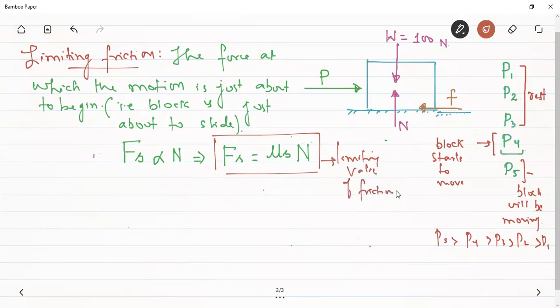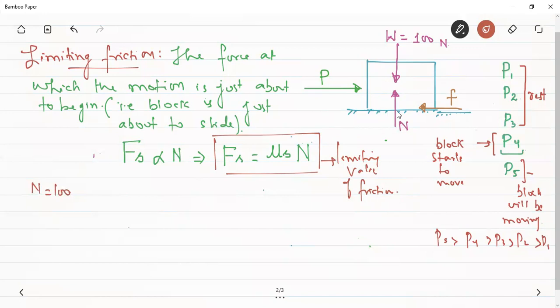Limiting value of the friction, that is, if our applied force is of this value, the block will be just about to slide. So what happens here is, if I apply this equation to the block, we can see that the normal reaction is equal to 100.